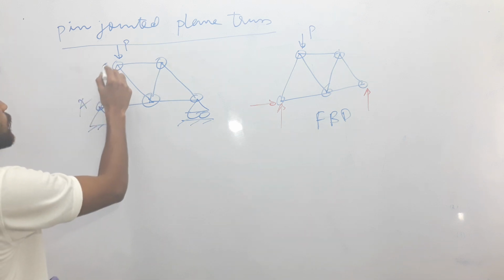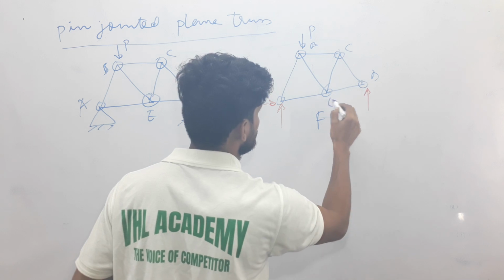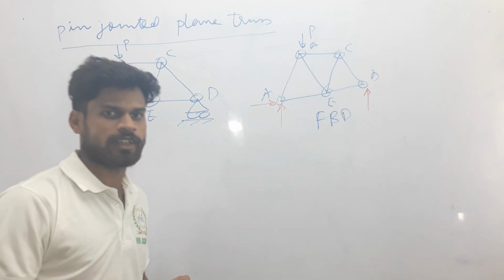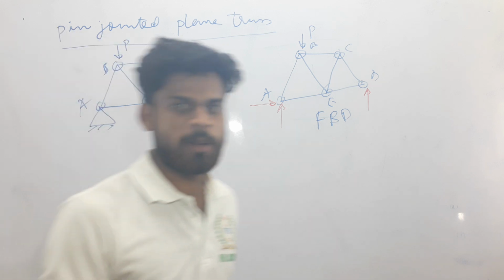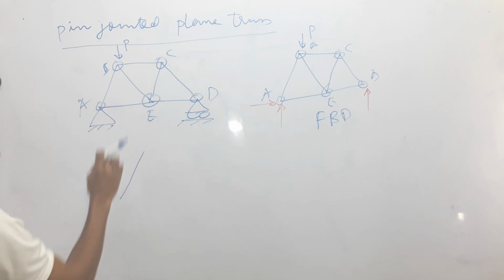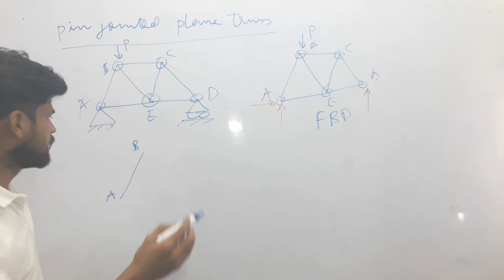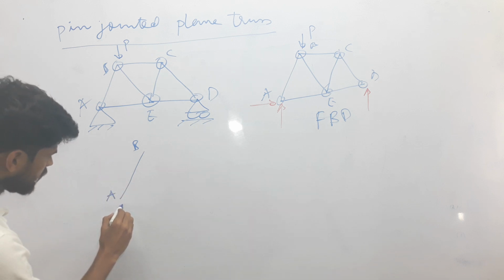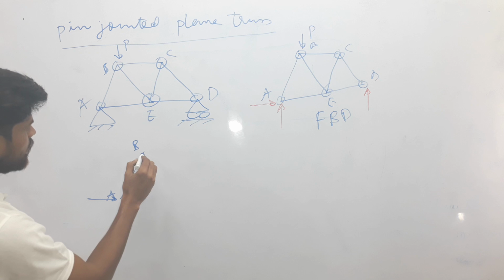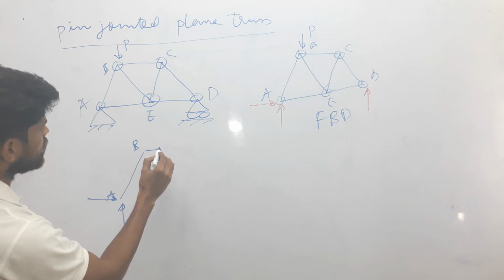Now, what I am going to do here is take a member AB from this whole structure and draw a free body diagram for that member AB. This is the member AB. The forces acting on this member are this way.